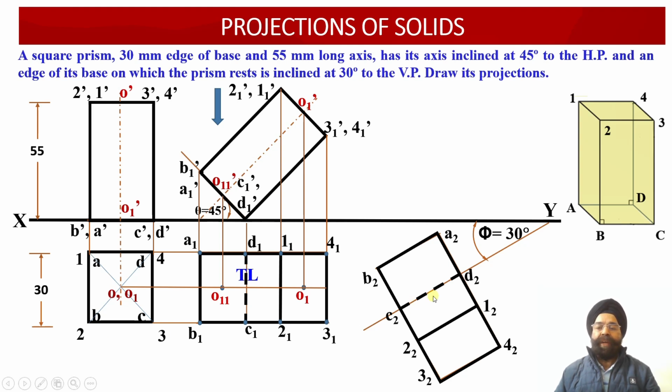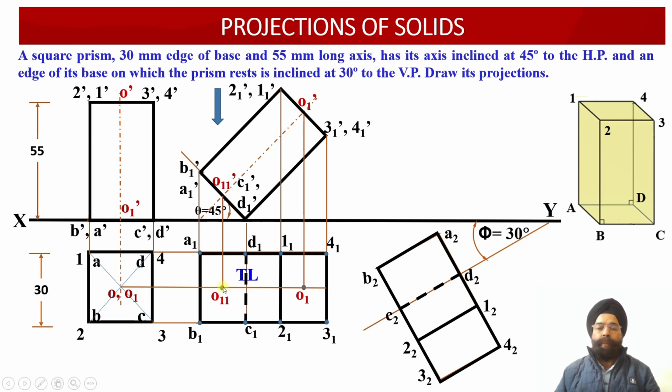That is, we have been able to obtain the top view projections of this oblique solid when the axis is inclined at an angle of 45 degree to the horizontal plane, and the edge of the base onto which the prism is resting is inclined at an angle of 30 degree with respect to the vertical plane. So these are the top view orthographic projections of the square prism which is inclined with respect to HP as well as with respect to VP.